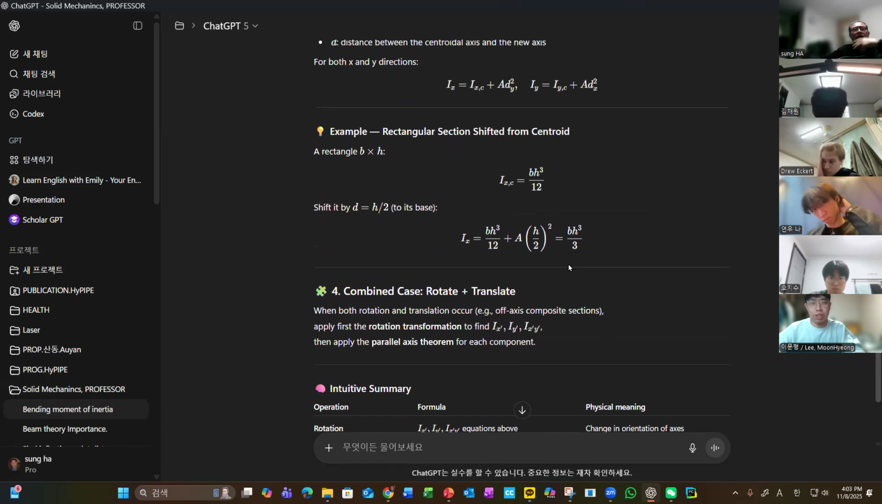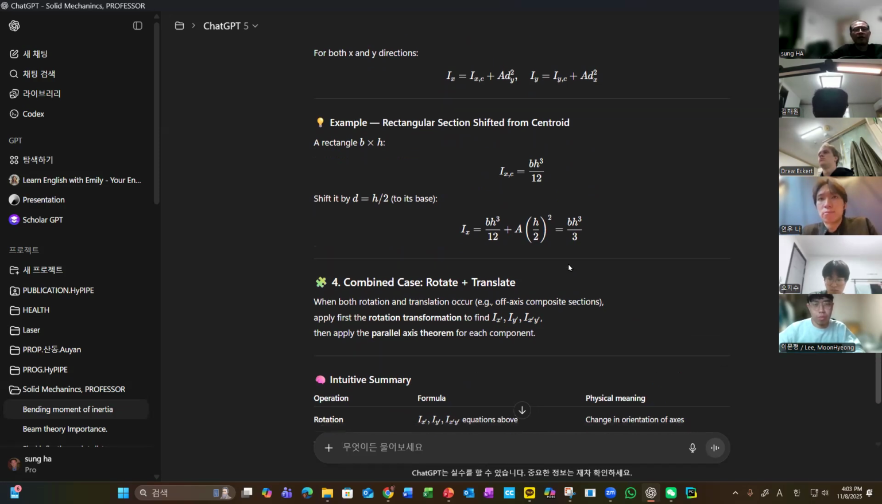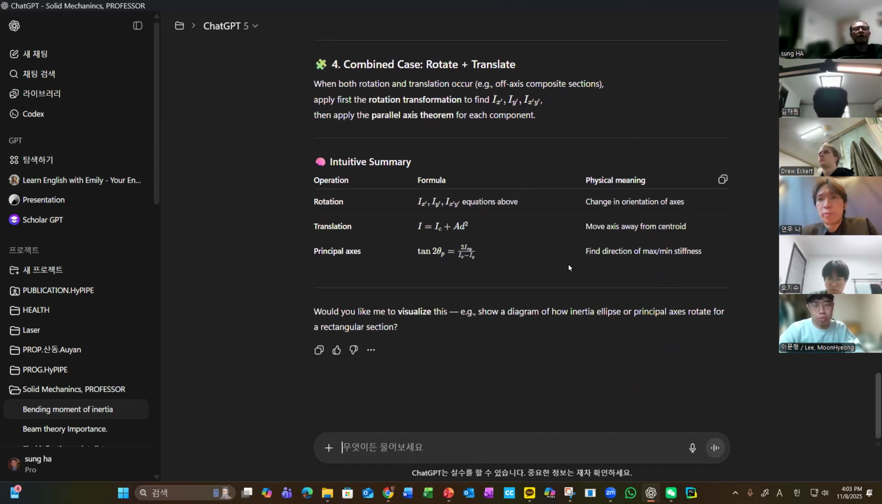My point is that you don't need to fully remember any equation, but conceptually this is the topic we are going through in beam theory. And so, why the moment of inertia?